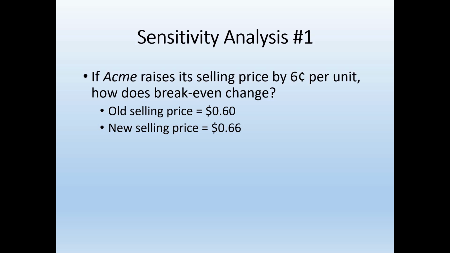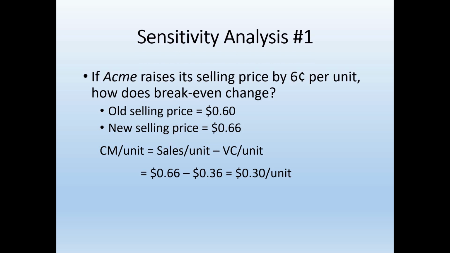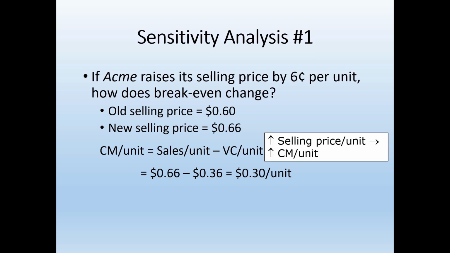Now we have to figure out the new contribution margin. The formula for contribution margin is sales revenue per unit minus variable costs per unit. In this case, the new sales revenue is 66 cents per unit. The variable cost hasn't changed. Therefore, the new contribution margin is 30 cents per unit. Obviously, if the selling price increases and the variable costs don't change, the contribution margin will get bigger.